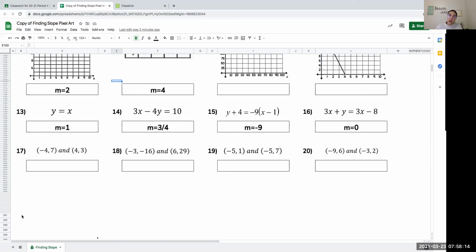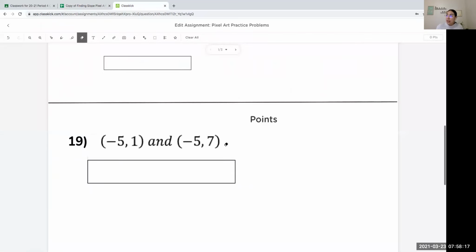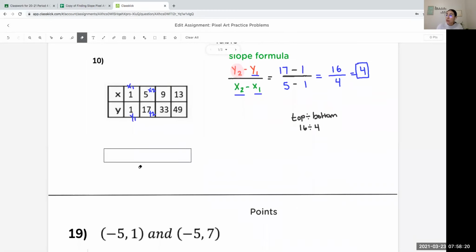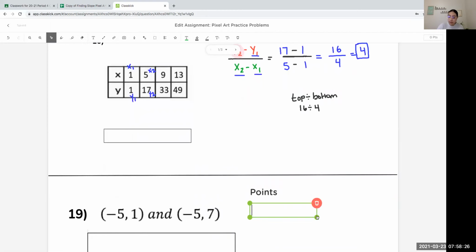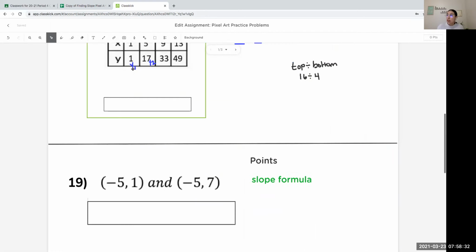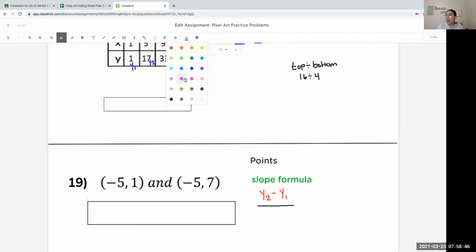All right, I'm going to go with 19 then. Okay, so in 19, just like our tables, we have 2 points, which means once again we're going to be using the slope formula here. You want to start off by writing your slope formula: second y minus my first y, all over my second x minus my first x. That is our slope formula.